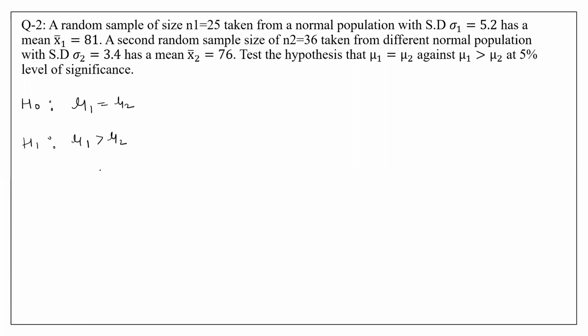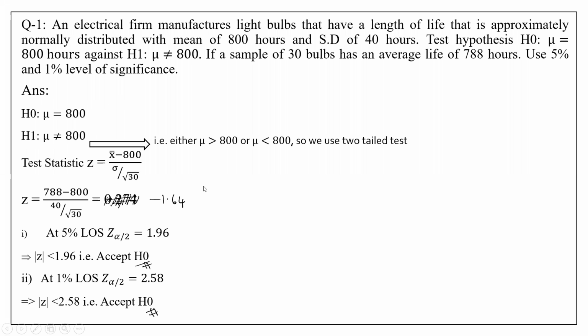Now here comes the point which you have to remember. In the previous example, they mentioned mu is not equal to 800, but they did not mention whether the mean is greater than 800 or less than 800. This part you don't know. So that is why we used a two-tailed test in that case, because it is just not equal to 800. It can be either less or more, so we used both tails.